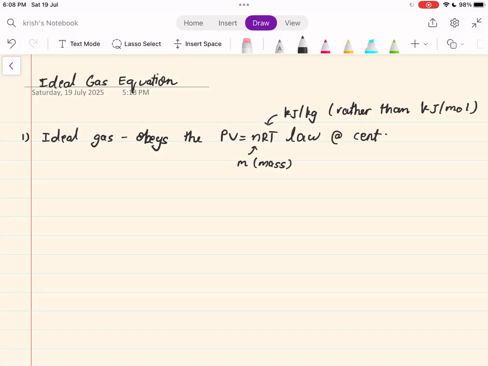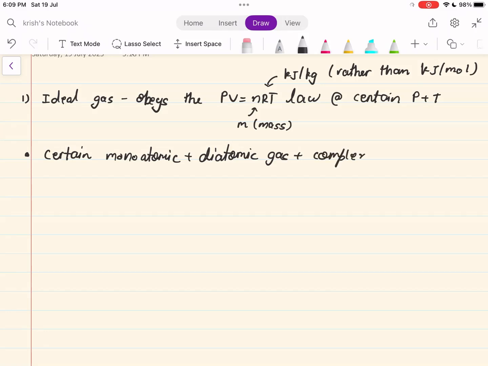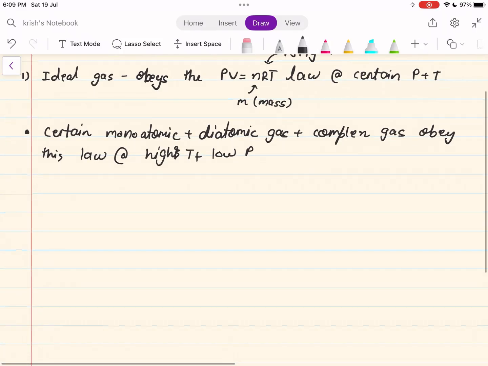at certain P and T. An important thing to note here is certain monoatomic and diatomic gases plus some complex gases obey this law at high temperature and low pressure. So this is the basic of what an ideal gas is.